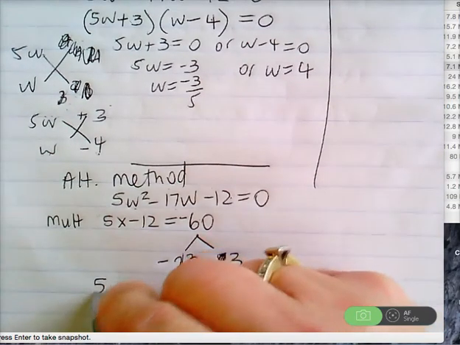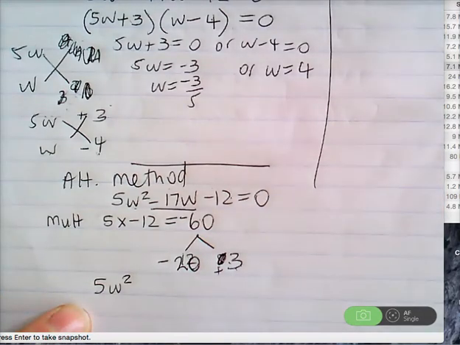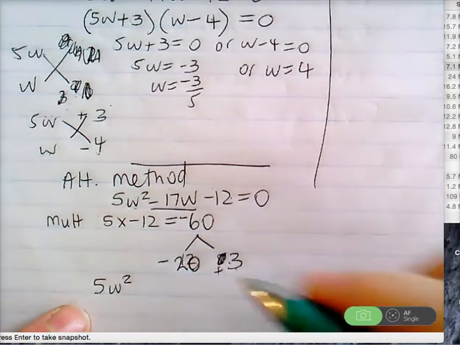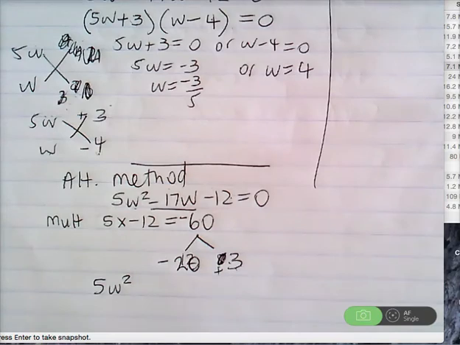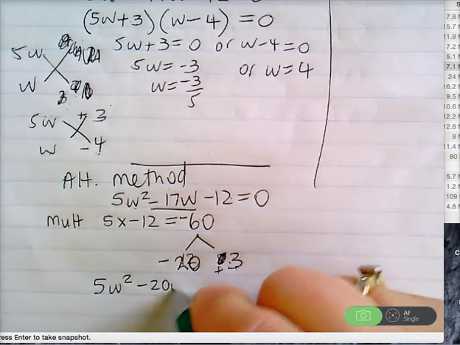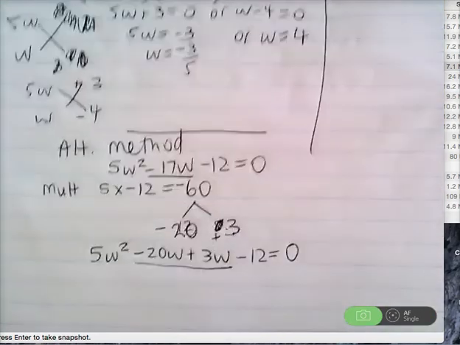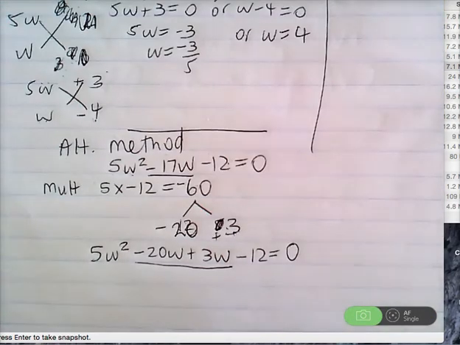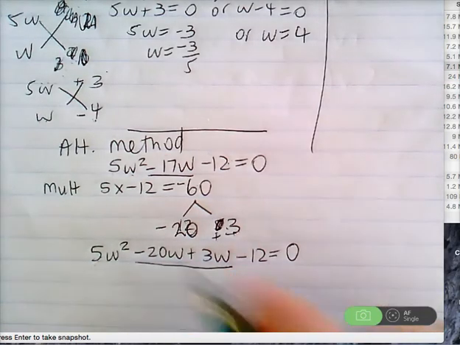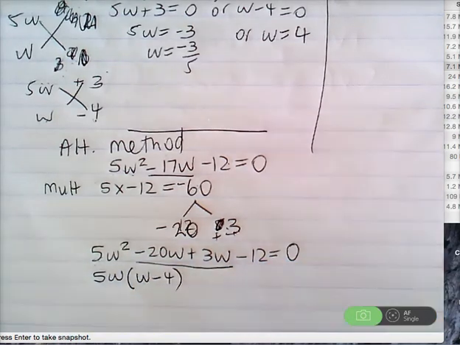So what we do, we take the question, 5W squared, and we break up the middle term. I think this is more work, but girls, it's different. So we break the minus 17W up into minus 20W plus 3W, and then minus 12 equals 0. Now, then you factorise in pairs. So what's a common factor between the first two terms? A 5 and a W, and then you get W minus 4.